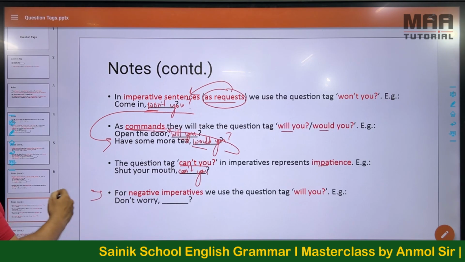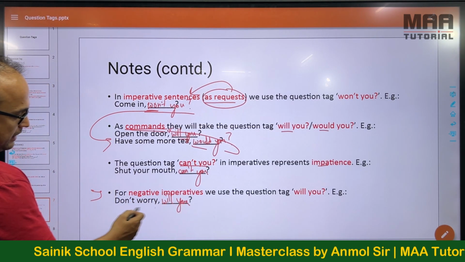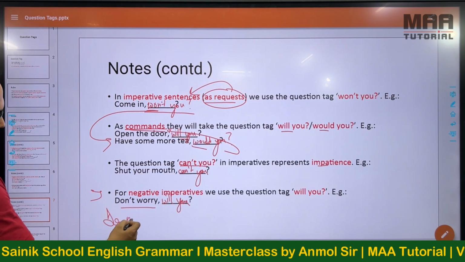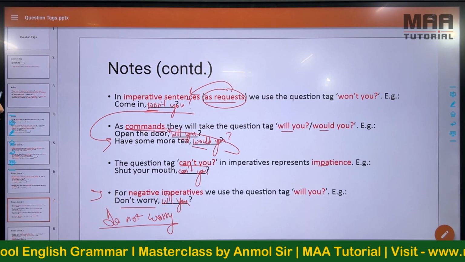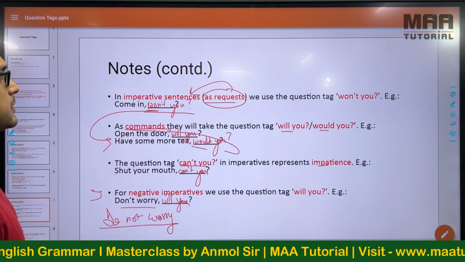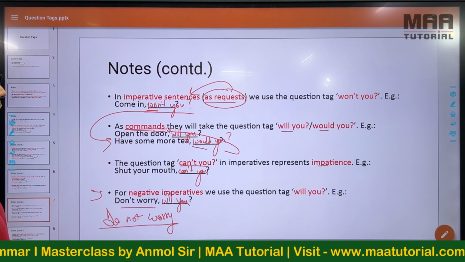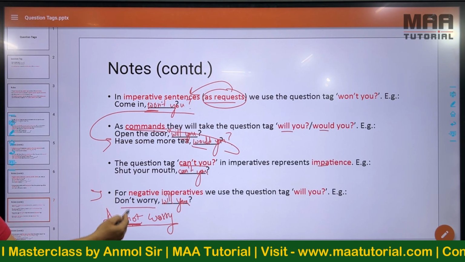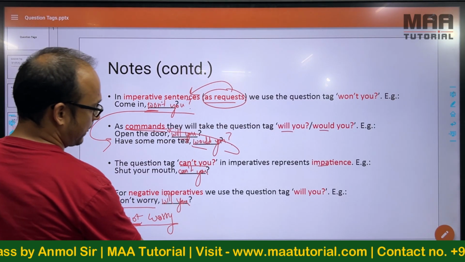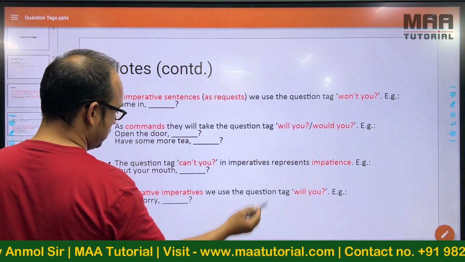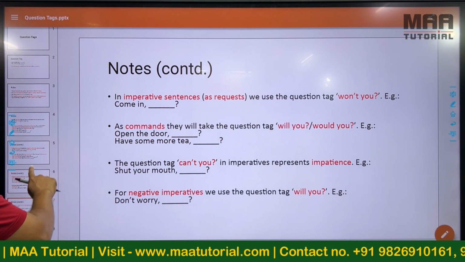And for negative imperatives, we will use will you. Don't worry, will you. So for negative, see, don't is do not. Do not worry, will you? Do not do that. Do not come in, will you? If there is a negative, not, barely, scarcely, then the question tag will be will you. Always you, because in imperatives the subject is mostly second person.